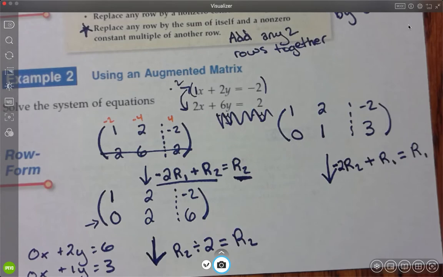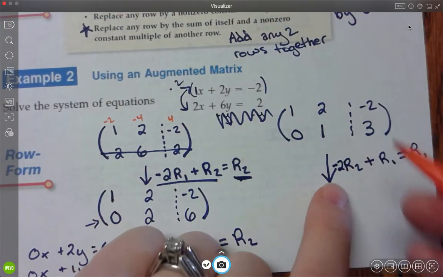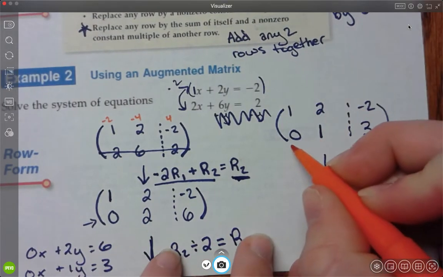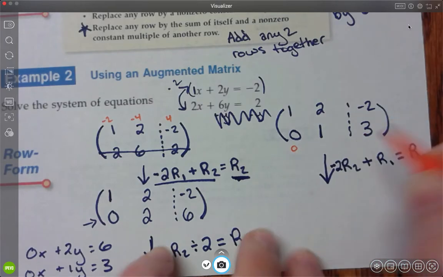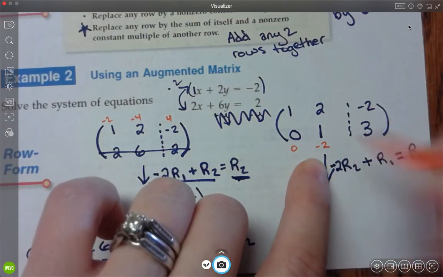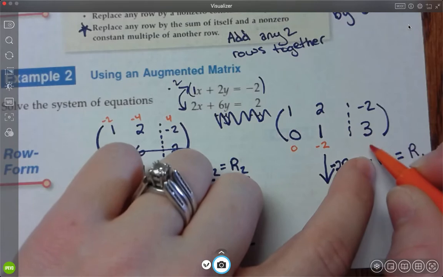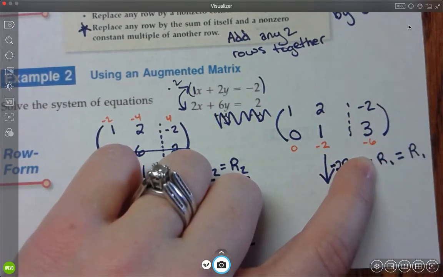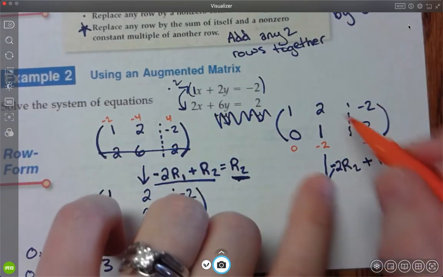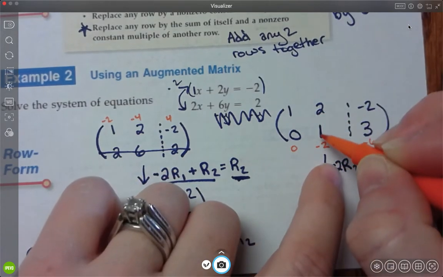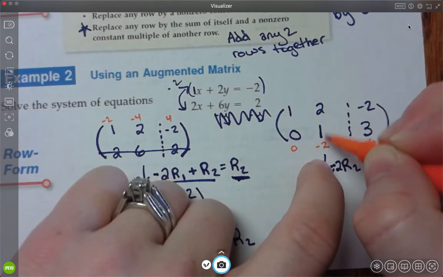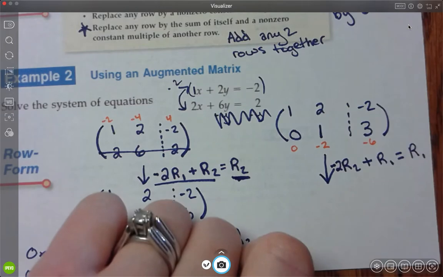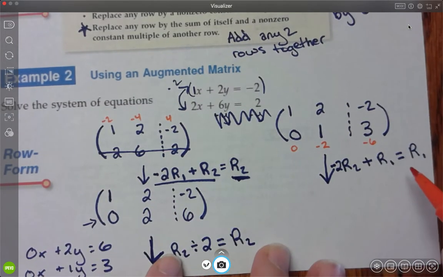Okay, so if we take negative 2 times our bottom row, negative 2 times 0 will stay 0. Negative 2 times 1 will make this negative 2. Negative 2 times 3 will give me negative 6. Okay, and then if I add that to my top row, this negative 2 and that 2 will end up canceling out, and that will give me 0 in this spot. Hopefully you can kind of see how this works. And I'm going to replace my row 1 with this new piece.